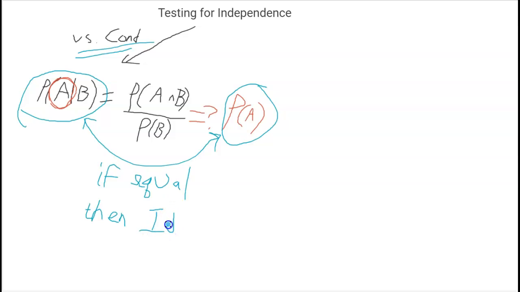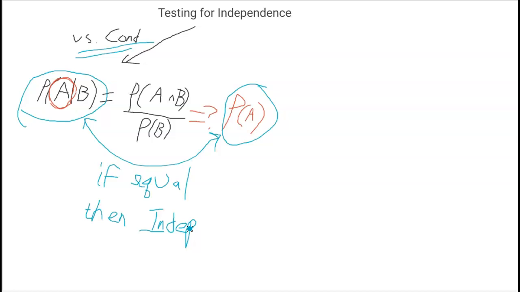Simple as that. So what you want to be looking for in a question you might be asked is something that gives you maybe the probability of A, the probability of B, and some kind of conditional probability. If they give you a conditional probability, check it against the probability of that event A. If the two are equal, independent. If they're not equal, dependent. Simple as that.